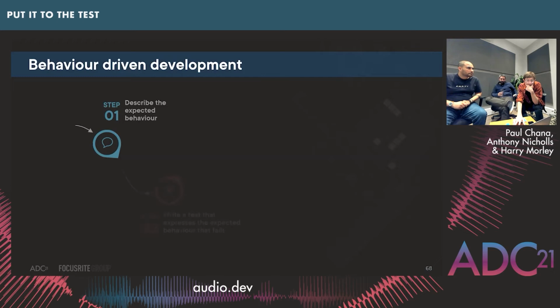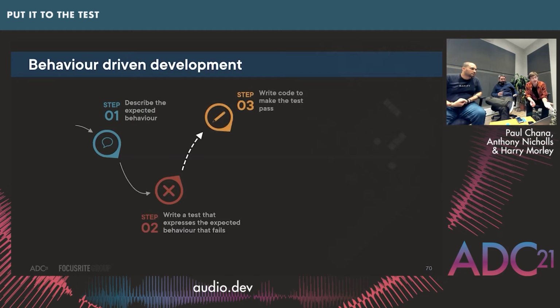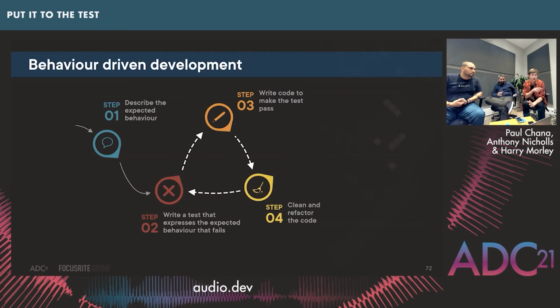So the cycle goes: you describe the expected behavior, you write a test that expresses that expected behavior, and it fails. This is similar to TDD, so it fails to begin with. Then you write the code to make the test pass. This might be the simplest code that does it, but you make it pass, and then you have the option to clean and refactor that code like before, and you're either done or you carry on that cycle. So I think we've got an example.